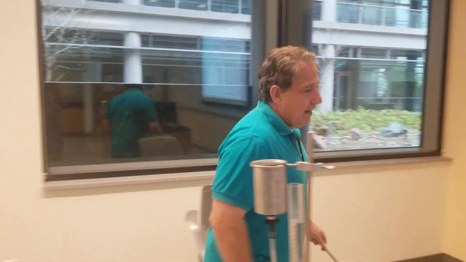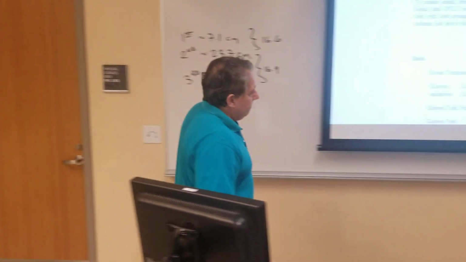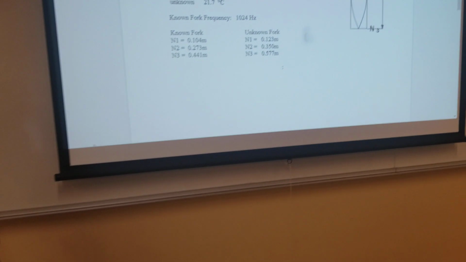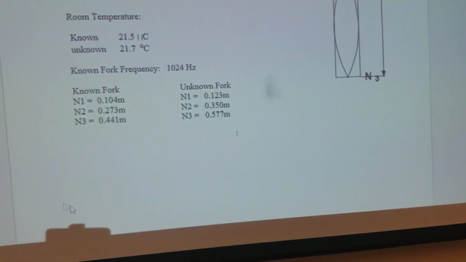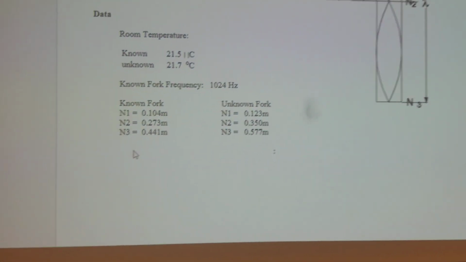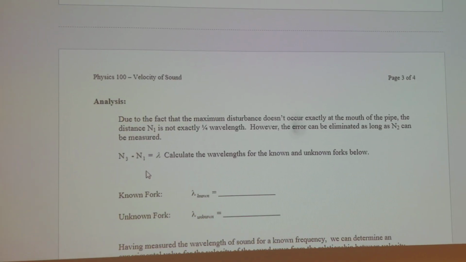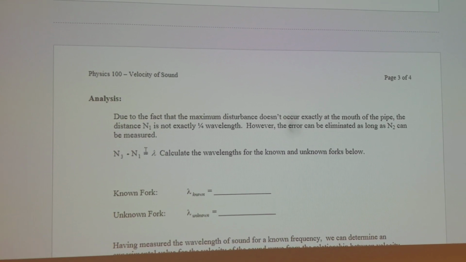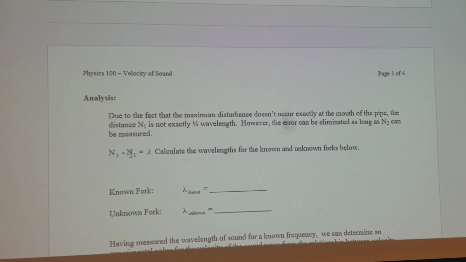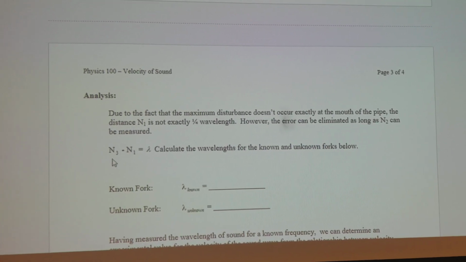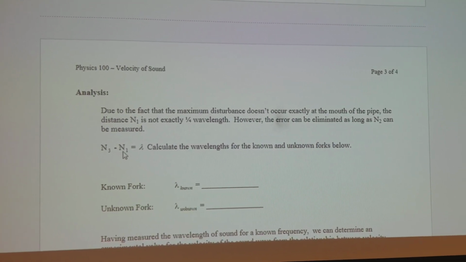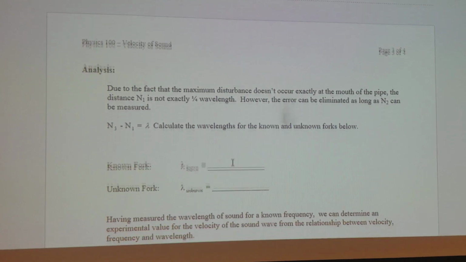There's sample data here that we'll get to use. And from that, you can calculate the positions of the 3 resonances. You can calculate the wavelength, because it's the difference between the third and the first. The length of the air column at the third one, that's the wavelength.